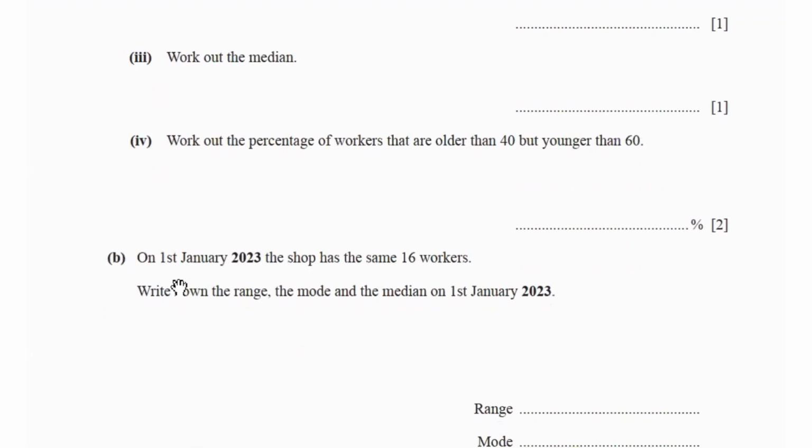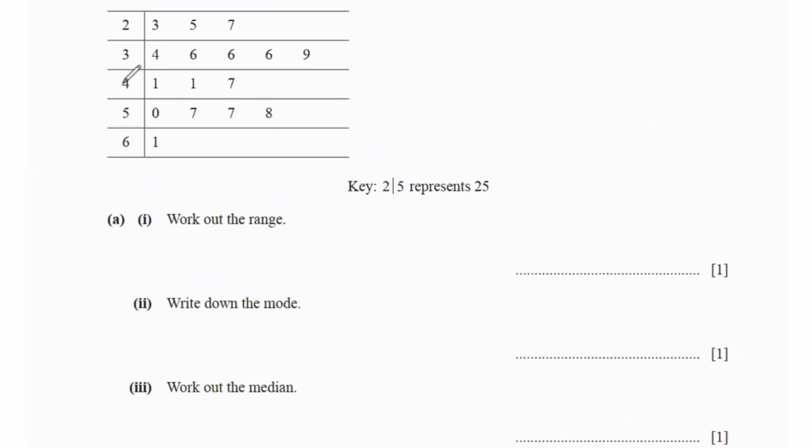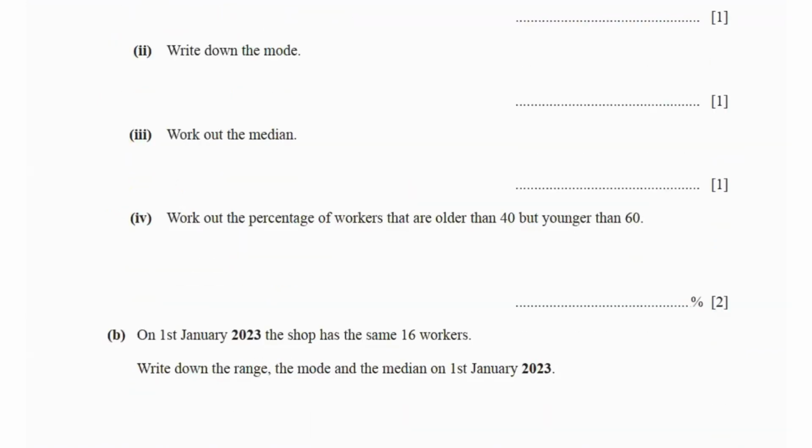Next, it says work out the percentage of workers that are older than 40 but younger than 60. So older than 40 but younger than 60. So that's like this data set. So that's 41, 41, 47, 50, 57, 58. So we have 1, 2, 3, 4, 5, 6, 7 people. So that's going to be 7 over 16 times 100, which is basically going to give us 43.75%. That is the percentage of workers that are older than 40 but younger than 60.